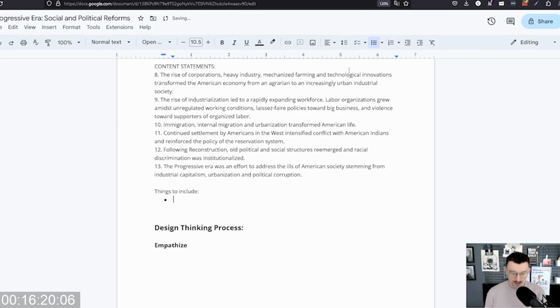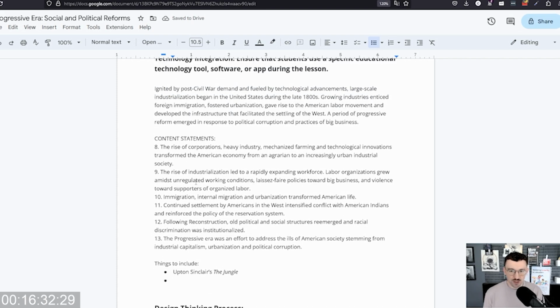Okay, so these are things that I can hit on when it comes to the progressive era. And I'm definitely going to include Upton Sinclair's The Jungle as a primary source for our literacy stuff, but also just a really shocking narrative, and it's a good thing to include. So I'm definitely going to include that.